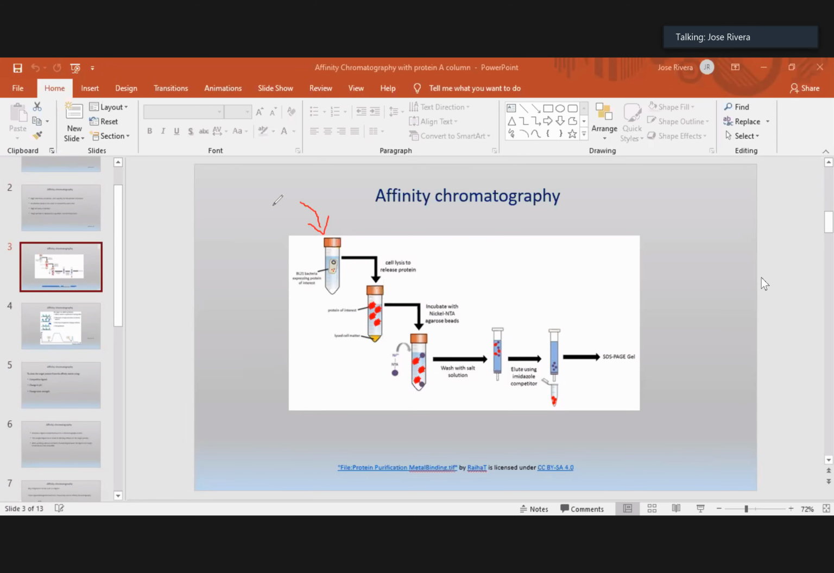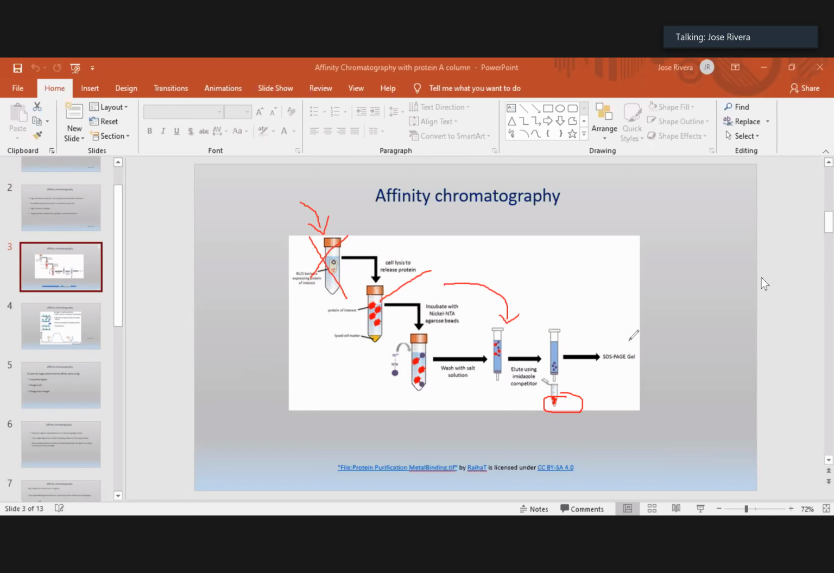And then you lyse your bacteria, you break it. So this is bacteria that has your protein in there, and then you lyse it. Then you have your protein in solution, but you also have a lot of other proteins from the bacteria. So you have a mixture, again, a soup. What you do is pass this soup through a column like this, and then you can purify your protein at the end. So it's basically the same thing that I explained to you.